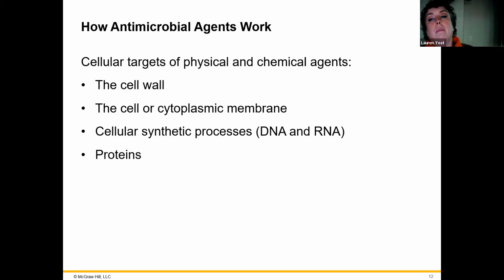So how do our chemical agents work? Our chemical agents or physical agents, both of them, as well as our antibiotics, are going to target these four things. The antibiotics just have a fifth category, and we'll talk about that when we get to the next chapter. But it's either going to target the cell wall, the cell membrane, which is called the cytoplasmic or the plasma membrane or the cellular membrane, however you want to call it, and then cellular or synthetic processes. This could be making DNA or RNA, as well as making proteins or the actual proteins that are already made, denaturing them and things like that.